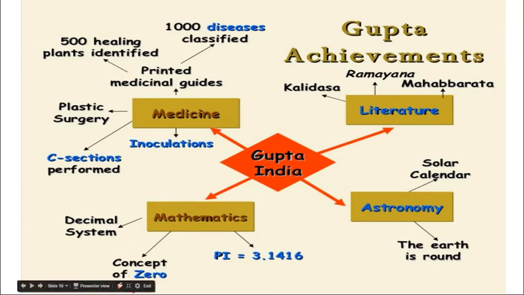The Guptas, right, they also developed zero, which is something that the Mayans are going to do as well. They create the number pi, right? We all know this from our math classes.